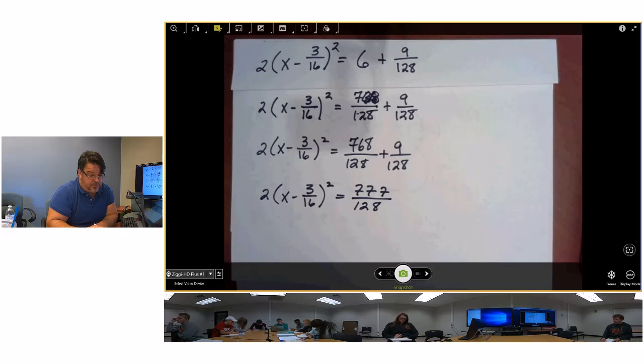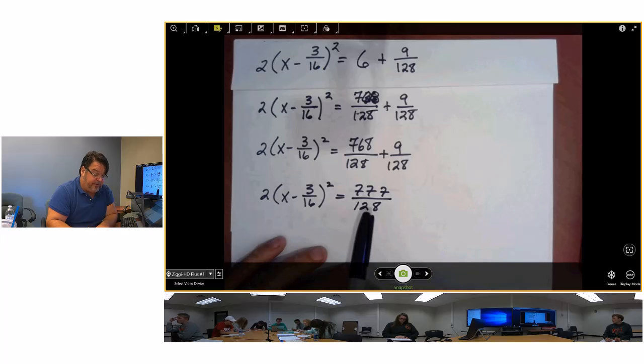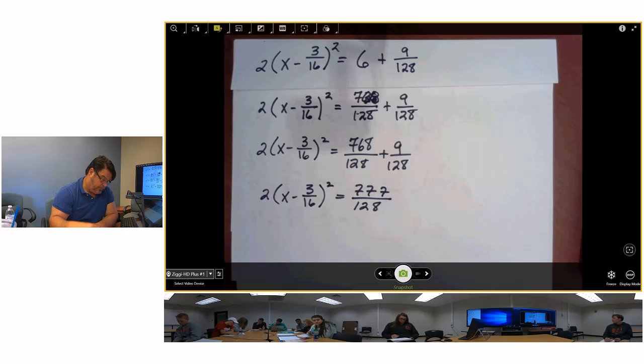Now you've got your vertex. Write your vertex down, and if you want to, go ahead and take your calculator. It's going to be between 6 and 7. Write this down in decimal form. So 3 over 16, that's almost a quarter.